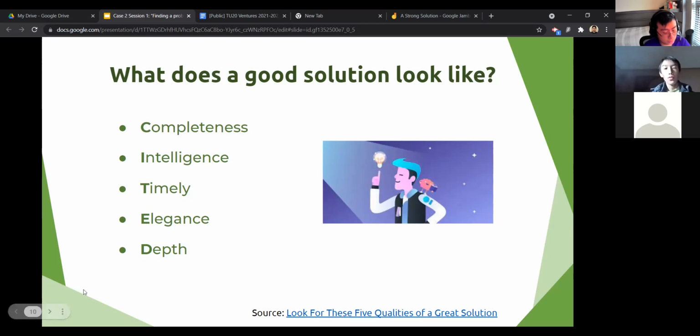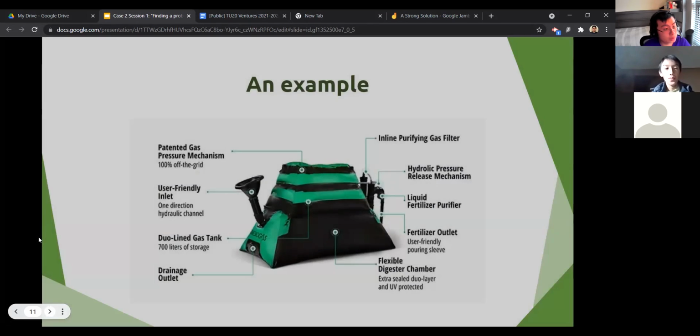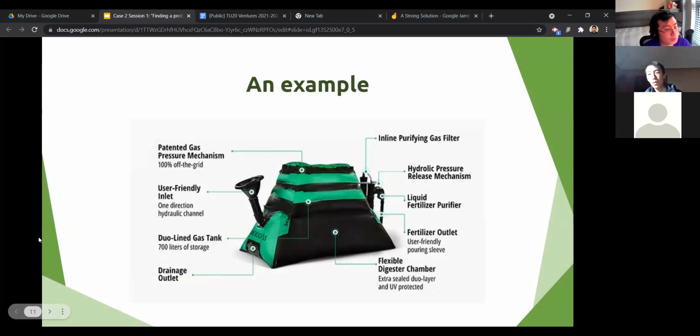So we could go to the next slide. And I'll address this further with an example. This is called Home Biogas, and it's quite an interesting machine. What it does is it takes in your food waste and converts it to a biofuel, which you can use for cooking and fertilizer.